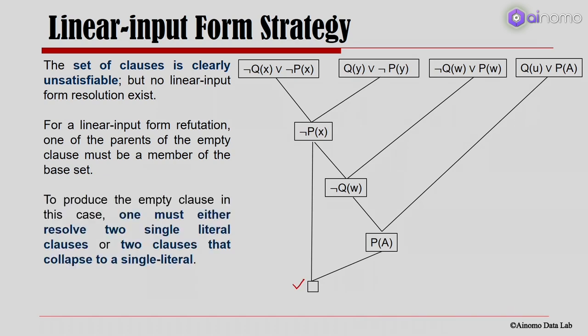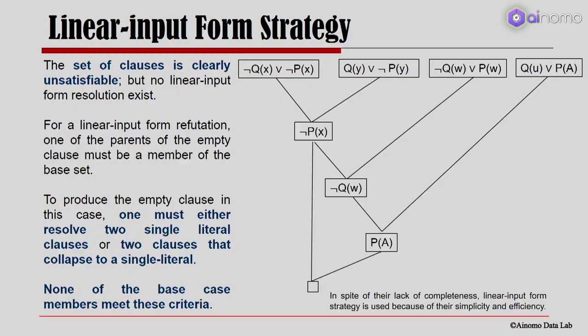For that to happen, one must either resolve 2 single literal clauses or 2 clauses that collapse to a single literal. Neither of these conditions is met by the base set members, and therefore, this example, even if it has a refutation, does not have a linear input form refutation, and is enough to show that linear input form strategy is not complete. However, in spite of their lack of completeness, linear input form strategies are used because of their simplicity and efficiency.